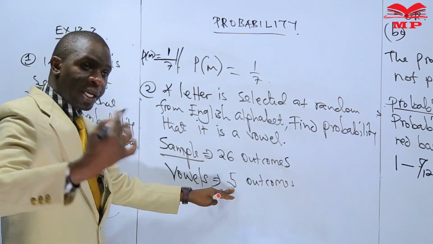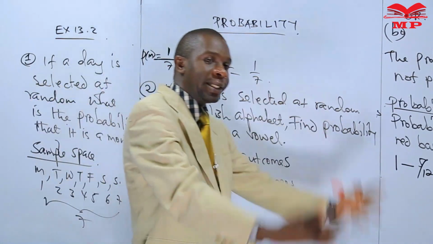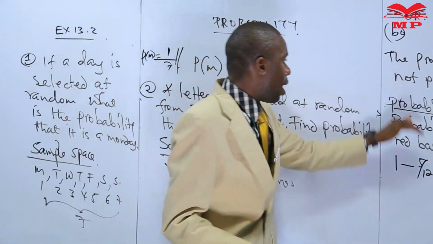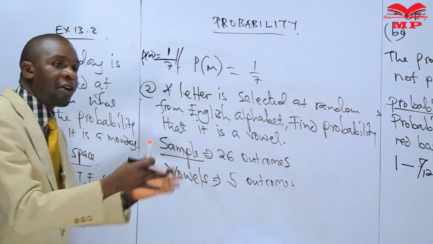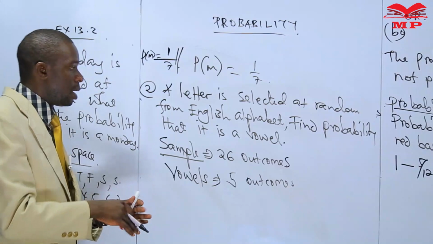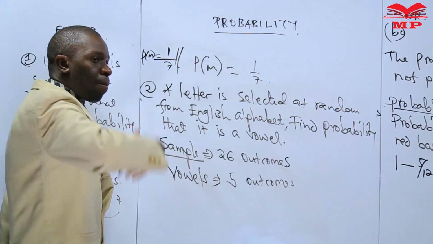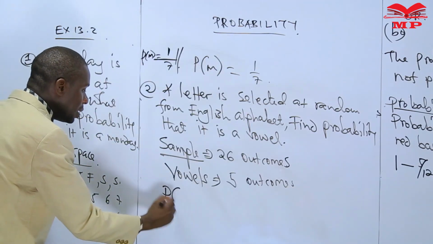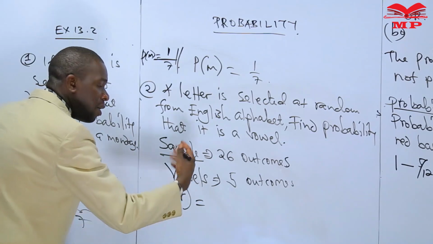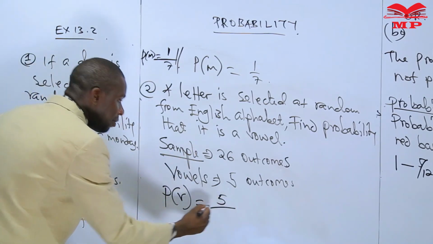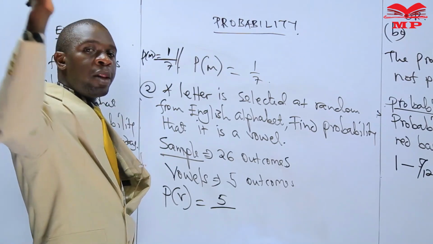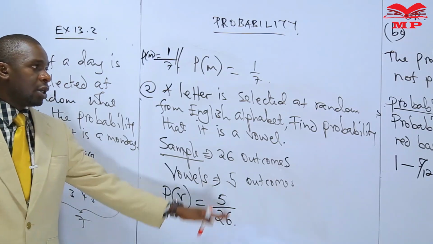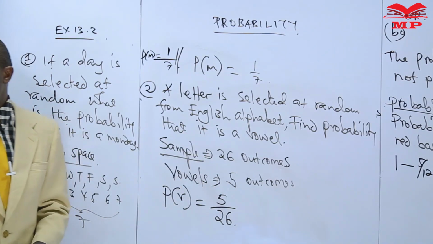So our favorable outcomes are the outcomes we want. In this case, it is the vowels. Those are the outcomes we want when we look at the probability, favorable outcomes over total outcomes. So the number of favorable outcomes is 5. Therefore, the probability of having a vowel would be the number of vowels, which is 5, over the total number in the alphabet, which is the sample space, in this case 26. So this becomes our answer for number 2.